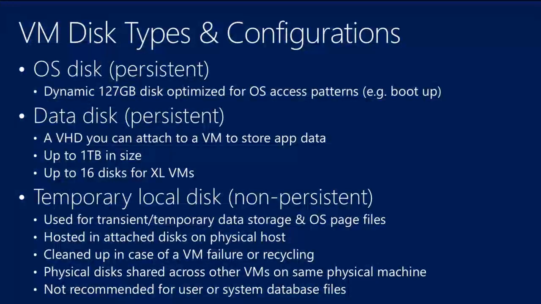The data disk is what you attach to a VM and typically where you put your data, where you put your database, up to 1 terabyte in size. Again, it's backed by an Azure blob. You can have up to 16 of these for extra large VMs and above. And then your temporary disk, this is your D drive in a VM. If your machine reboots, you can lose what's on it. So it's just for transient temporary data storage. And these are hosted and attached disks on the physical host.